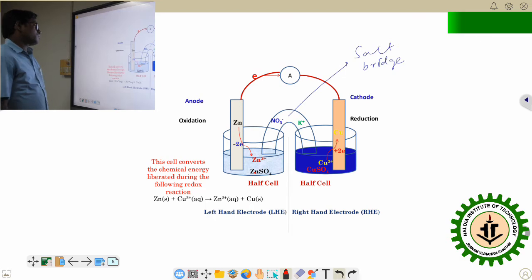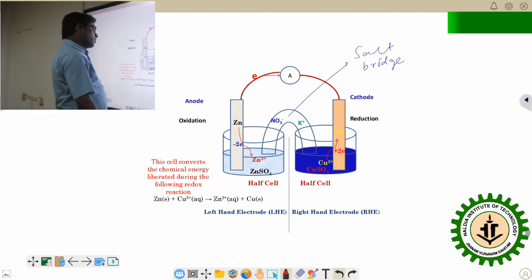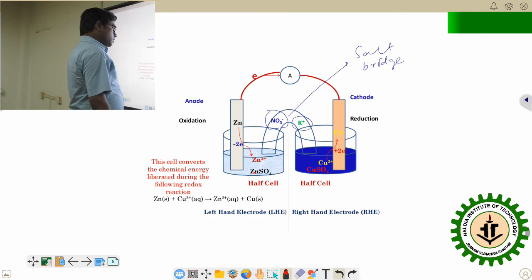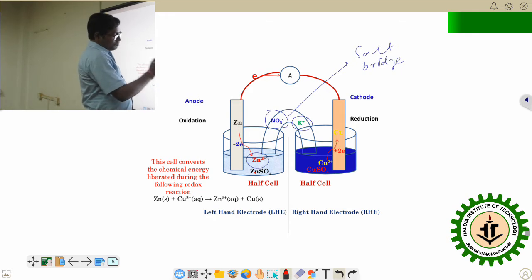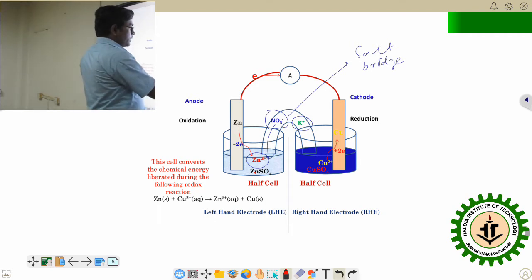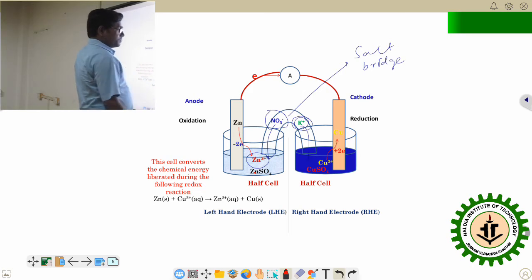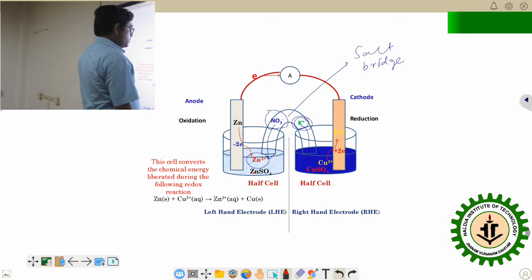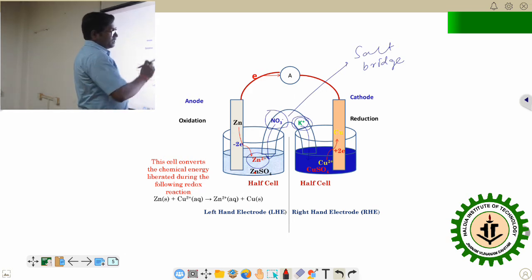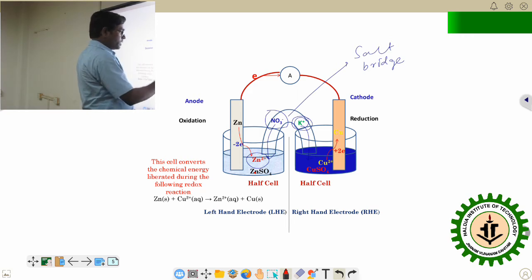Salt bridge is used to complete the circuit, and it contains a salt, for example K plus and NO3 minus. When there is migration of zinc 2 plus ion, nitrate will come into the solution to make the solution neutral. When K plus migrates into the other solution, that solution will become neutral. So both the solutions will become neutral and there will be a continuous flow of electrons, so we can get some current.